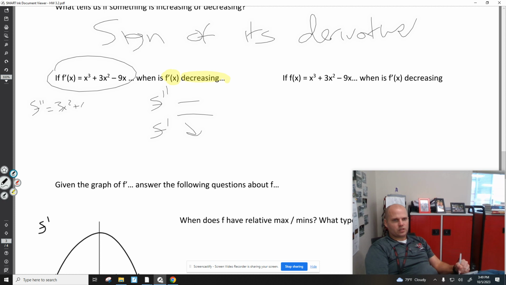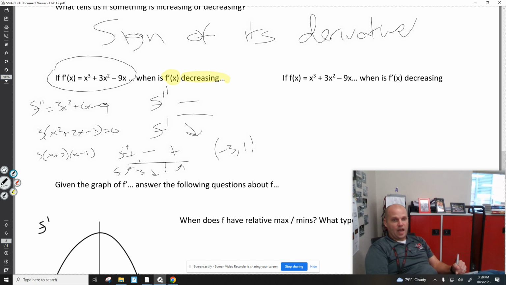3x squared plus 6x minus 9. Factor out 3. Factor. x equals negative 3 and 1. Positive, negative, positive. F is increasing, decreasing, increasing. When is f prime decreasing? Between negative 3 and 1. F double prime is positive, negative, positive, which tells me f prime is increasing, decreasing, increasing.